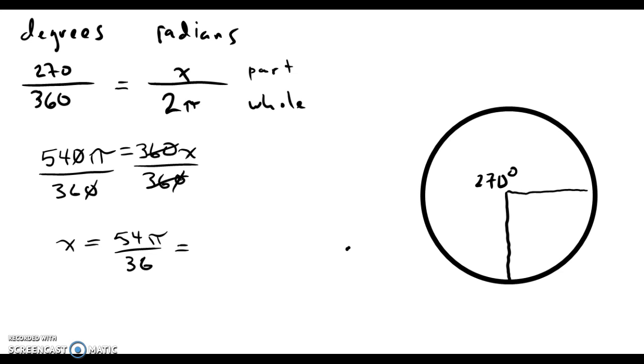I'm going to divide the top and bottom by 9 first, so 6 pi over 4. And now let's just divide the top and bottom by 2. So I've got 3 pi over 2, so 270 degrees is equal to 3 pi over 2 radians.